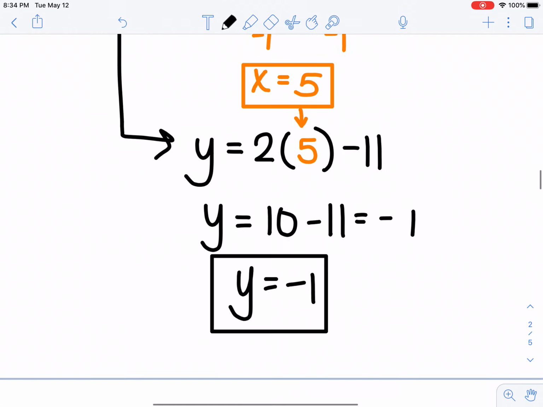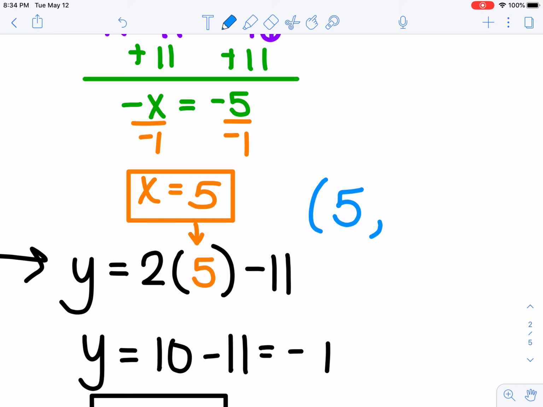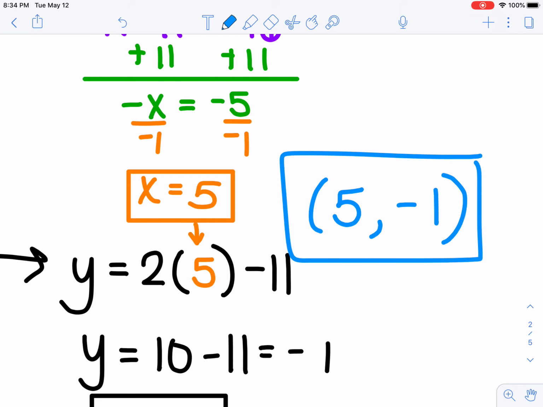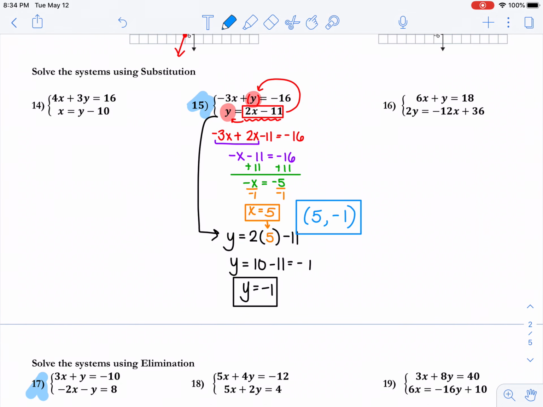Okay, and I want your final answer to be written like an ordered pair. So the final answer is x is 5, y is negative 1, so (5, -1). And that is our substitution method.